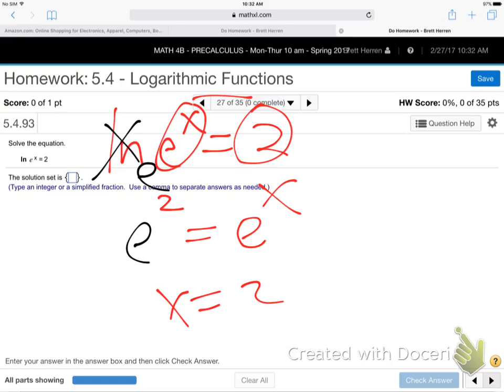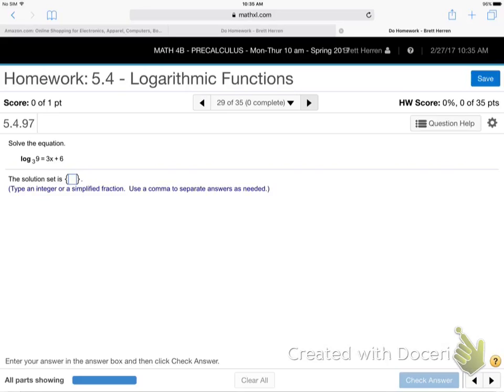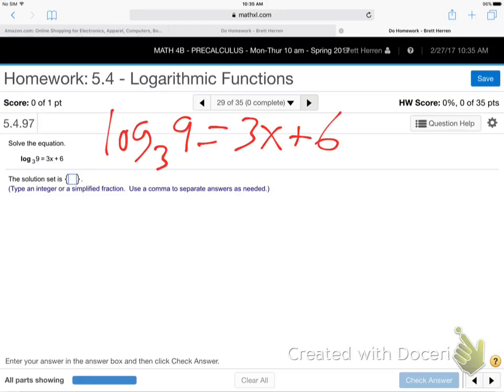All right, let's try this one. So log base 3 of 9, 3x plus 6. Okay. So go ahead, do that first step. You know what to do.